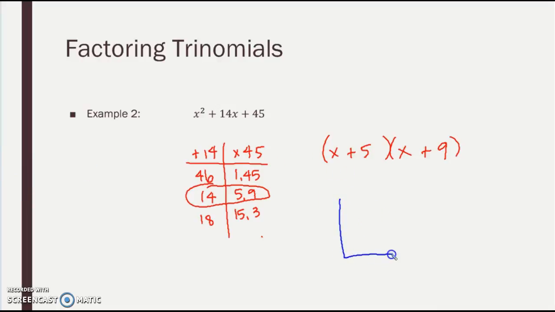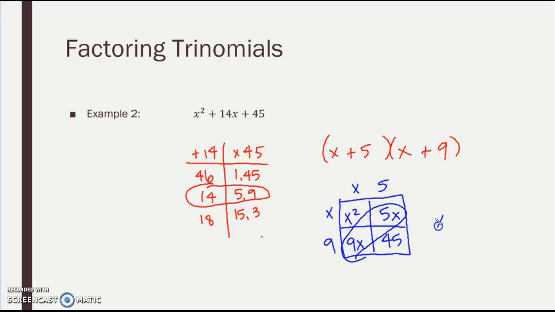We'll do this one using the box method. I've got an x and positive 5 up top, and an x and positive 9 down the side. X times x is x squared, x times 5 is 5x, x times 9 is 9x, 9 times 5 is 45. My like terms are diagonal. X squared plus 14x plus 45. And that's where I started.